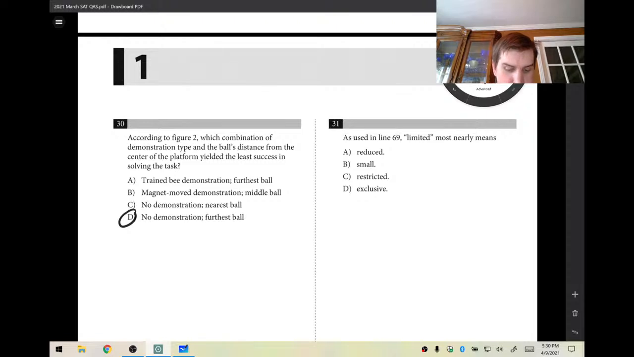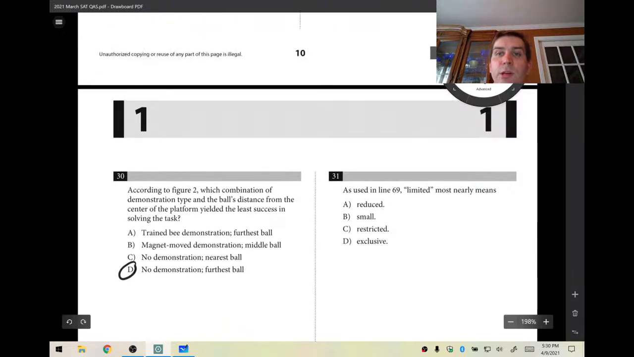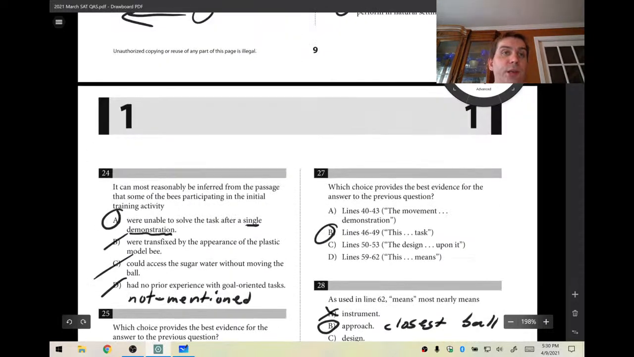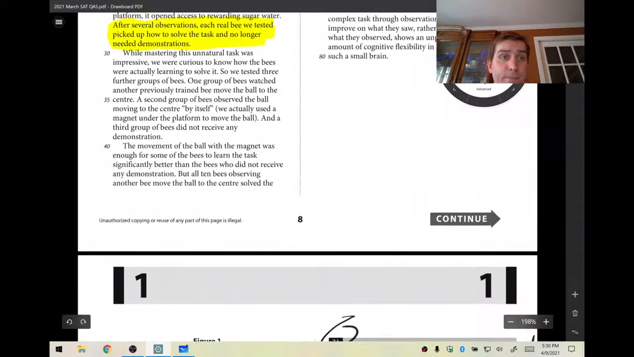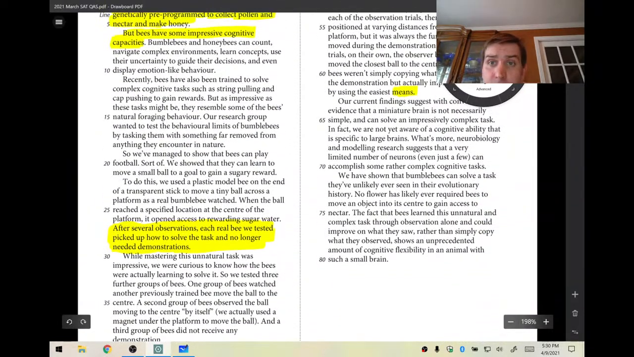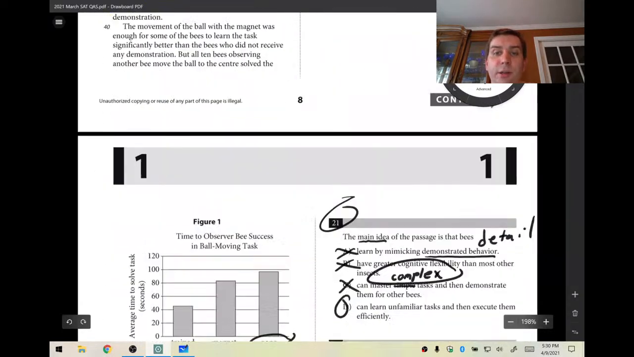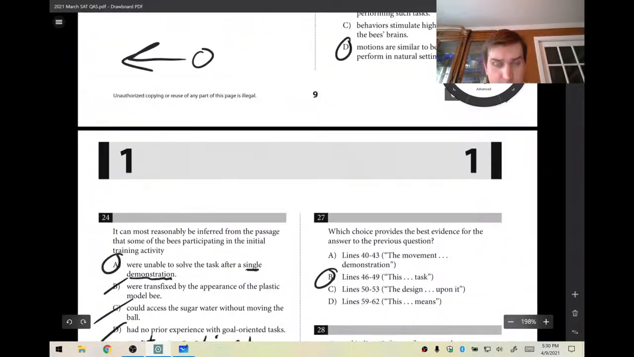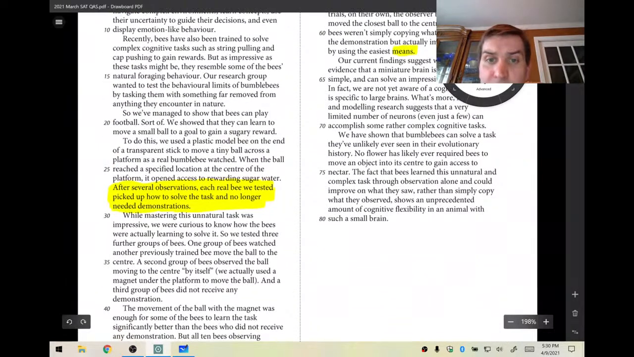All right, as used in line 69, the word limited most nearly means what? This is a vocab question. Let's read the sentence. What's more, neurobiology and modeling research suggests that a very limited number of neurons, even just a few, can accomplish some rather complex cognitive tasks. All right, so I'm just going to highlight this word limited, which is right here.